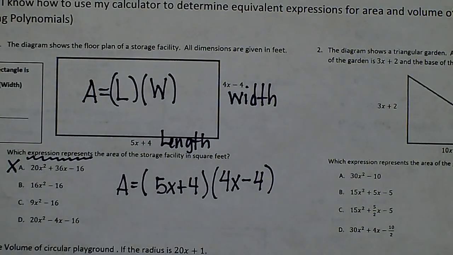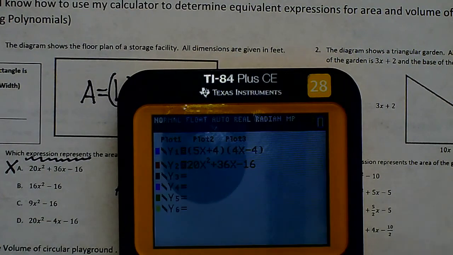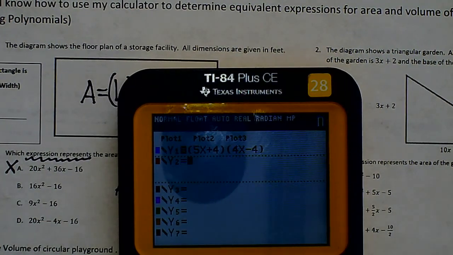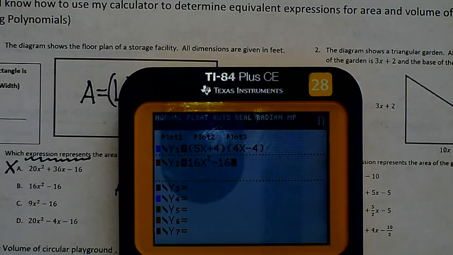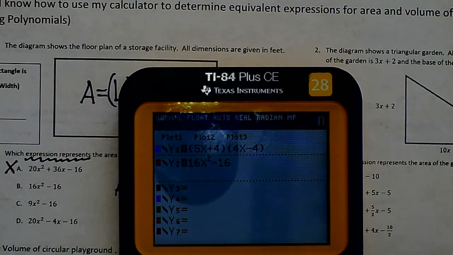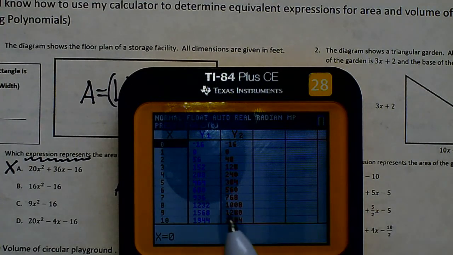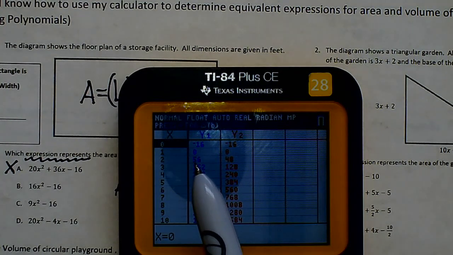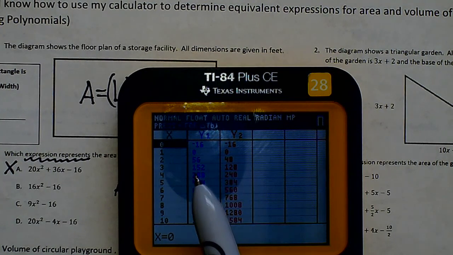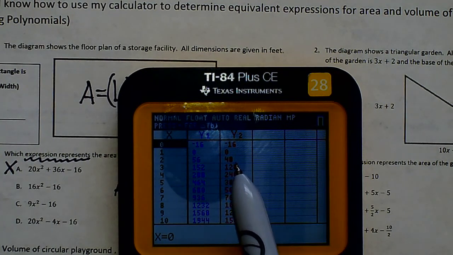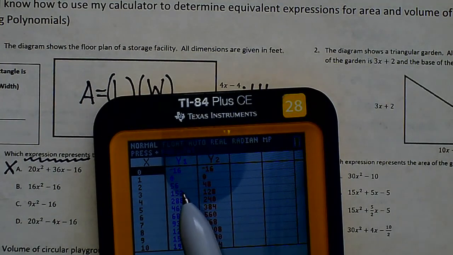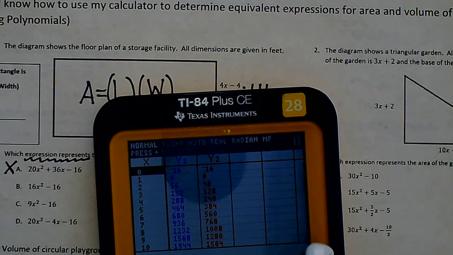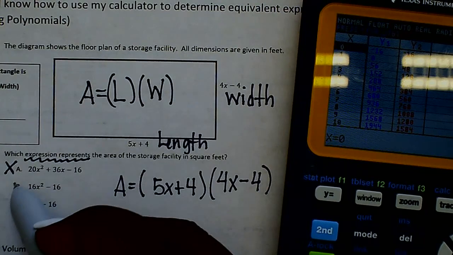So let's go to our calculator and put in B. We go down to Y2 and put in 16x squared minus 16, and press second graph. They're the same here, and there's 0, but when we get to 56, it's 48, 152, 128. So even though there are two numbers that are the same, the rest of them are not the same. So therefore, B is not the answer.